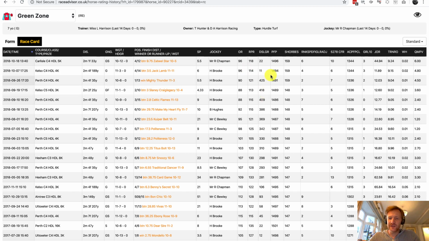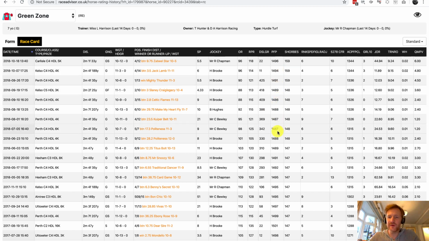Looking at its ratings, let's come over here to PFP. We can see, first of all, that this horse can perform well after a long break. So when it won here, it had 425 days since its last good race. So this horse can perform well from a long break.